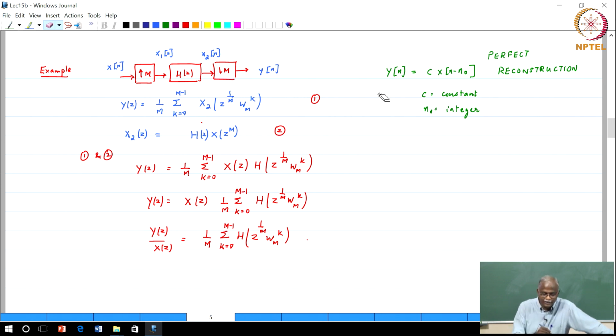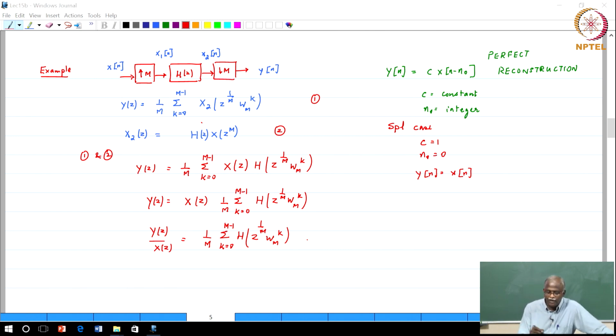Okay, and a special case of this is when c is equal to 1 and n naught equal to 0, then what you get is y of n equal to x of n. You may or may not get it with a causal system, but this is a special case. So, now if I apply this condition to this system and say that I want the special case of perfect reconstruction, always shortened with PR as the notation, that basically says that this must be equal to 1.